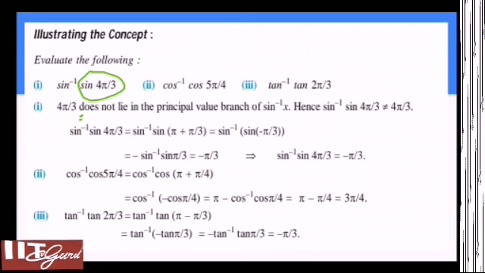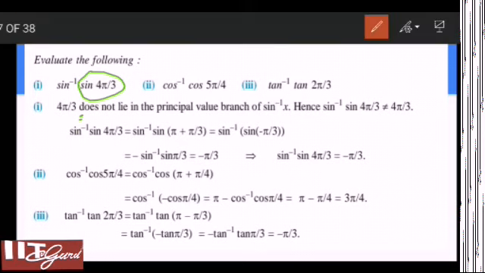So as you know, 4 pi by 3 can be written as pi plus pi by 3. So sine inverse sine of pi plus pi by 3. Sine 180 plus theta, you see in the third quadrant sine is negative. So sine of pi plus pi by 3 is minus sine pi by 3. You can note down here, it's sine of minus pi by 3 also.